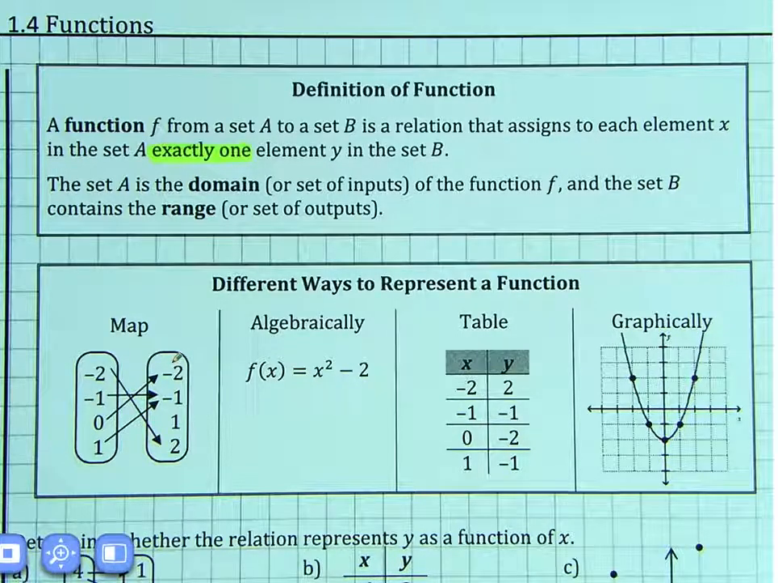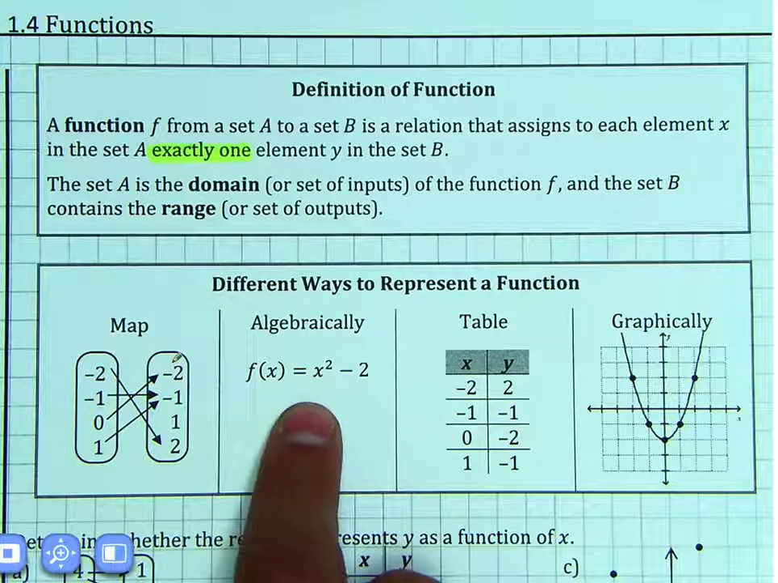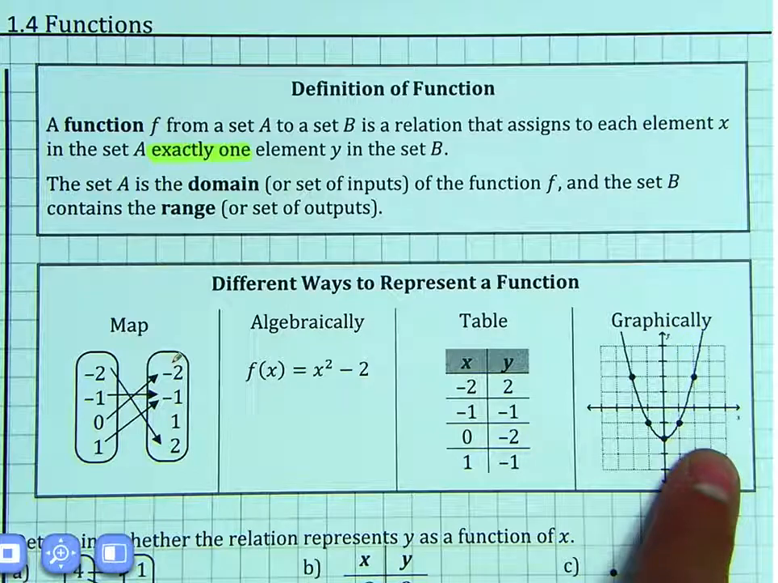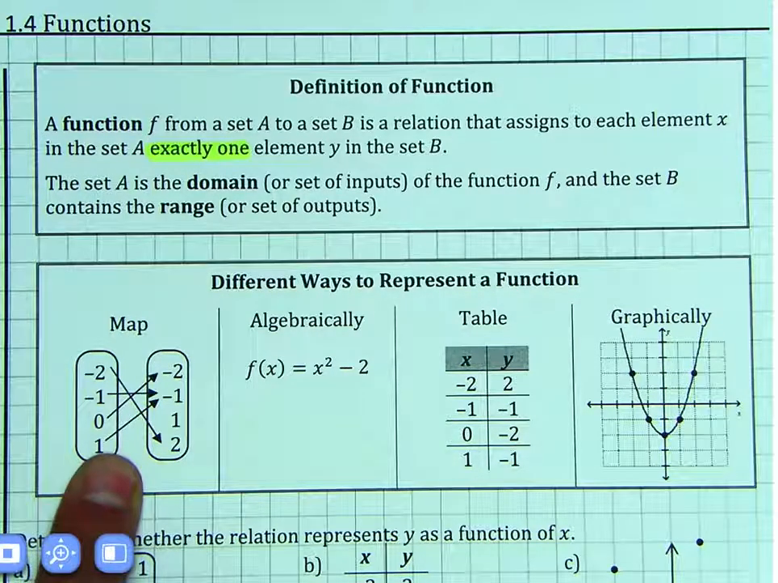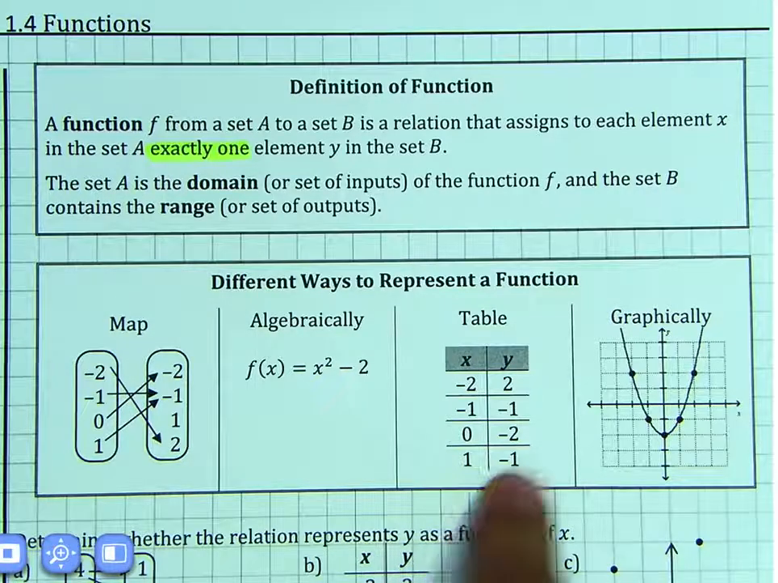There are 4 different ways to represent a function: as a map, algebraically, as a table, and graphically. The ones that you guys have usually seen the least are mappings. You guys know algebraically, equations, functions, tables, and graphs.